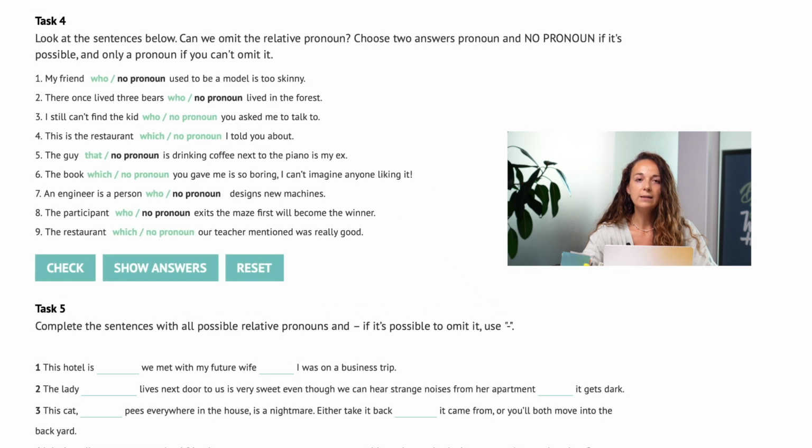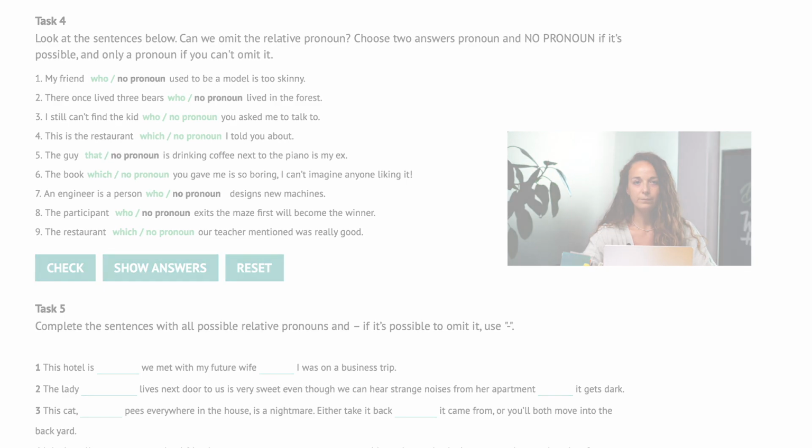Also check out the sentences where we can omit relative pronouns. You'll see that in all of them the subject goes after the pronoun but not before. It might be another trick to use when you decide to omit or not. Let's do our final task for today.